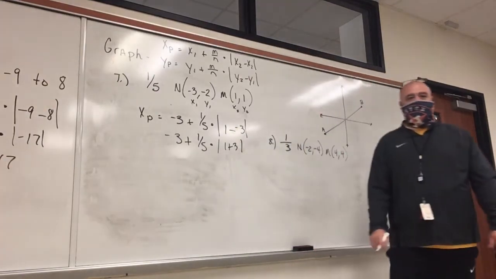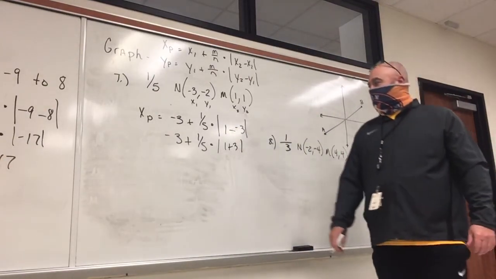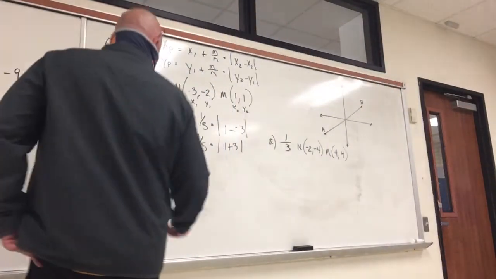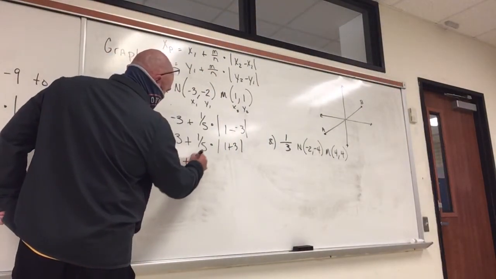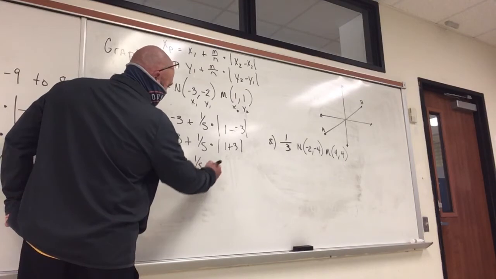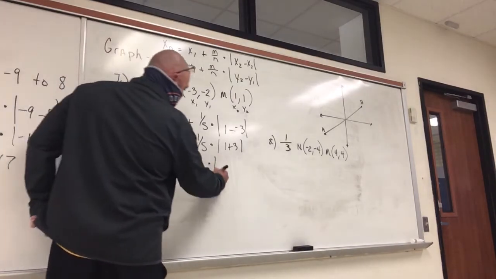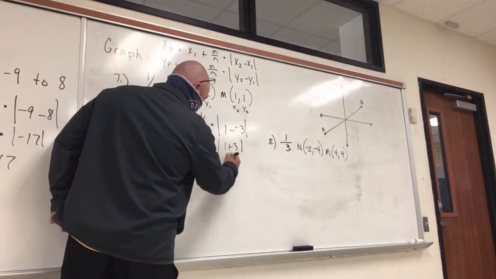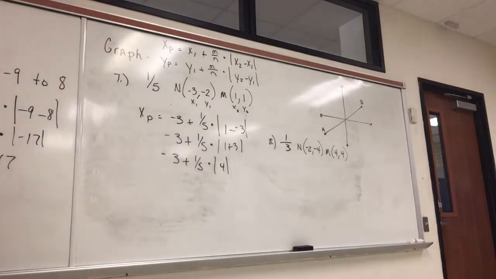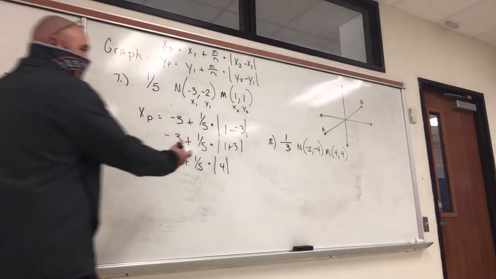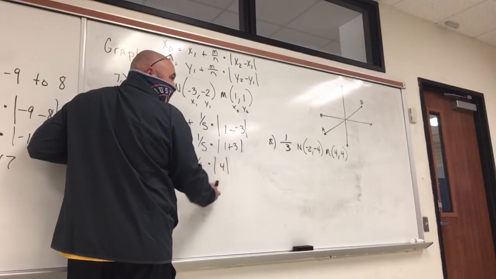Does that help? Give you another step? Okay. So I end up with negative 3 plus 1/5 times the absolute value of 1 plus 3, which is 4, just plain old 4. Okay, we know that's 4, right? Do I need to rewrite that down here?